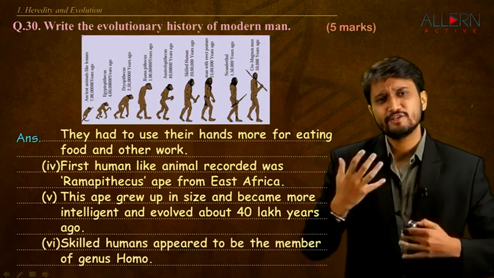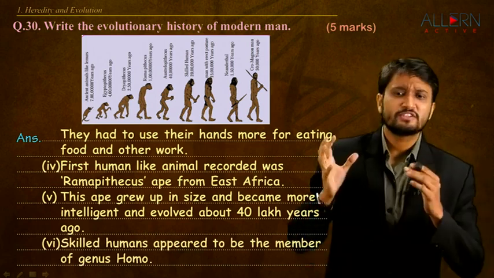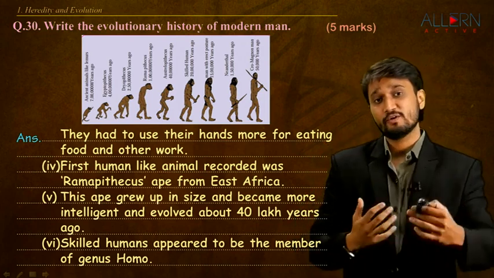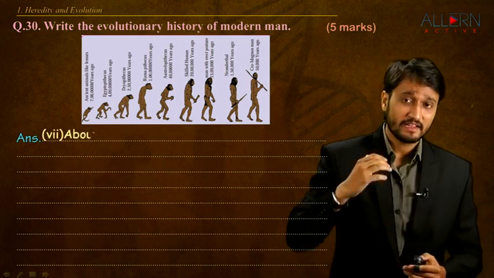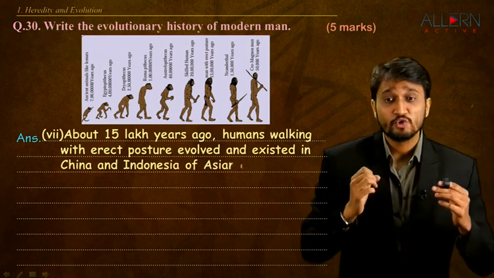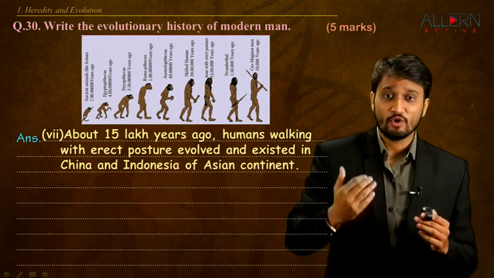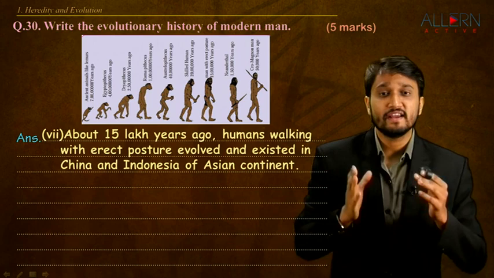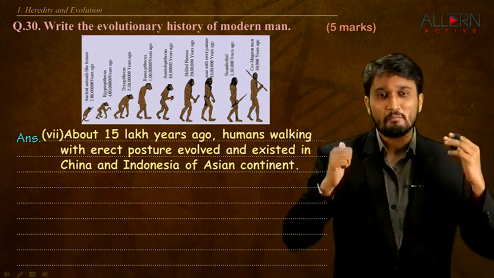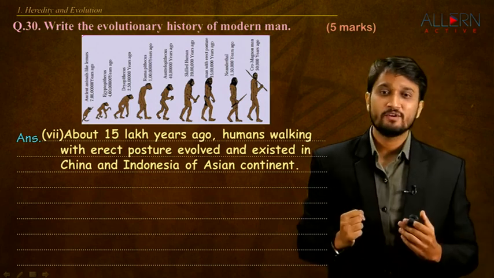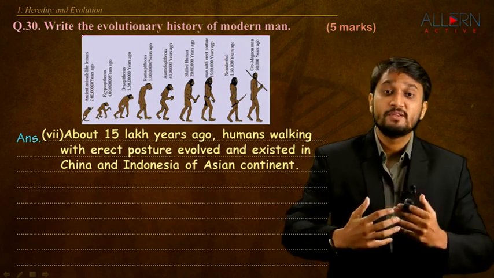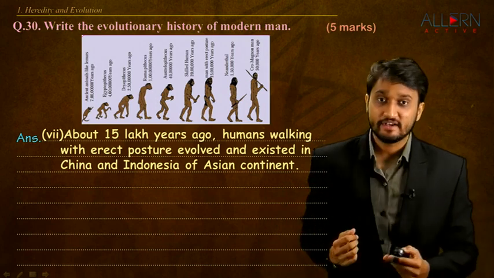Then the skills of these humans started to increase. So skilled humans appeared to be the member of the genus Homo. They started to now evolve, meaning humans, right? Then evolution kept on going ahead. Approximately 15 lakh years ago, humans walking with the erect posture evolved and existed in China and Indonesia of the Asian continent. These were called as the Homo erectus because by this time their lumbar bones have developed, their vertebral column had developed, they started to stand straight, and that helped them a lot in different hunting skills, right?